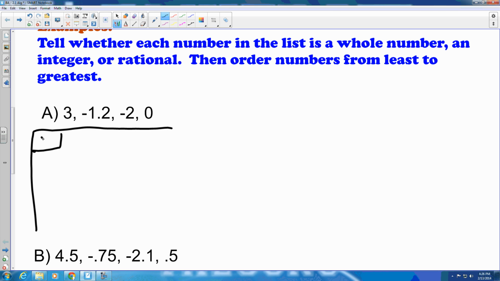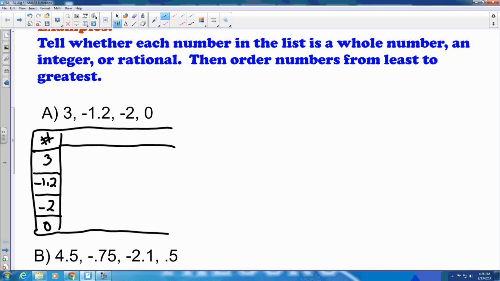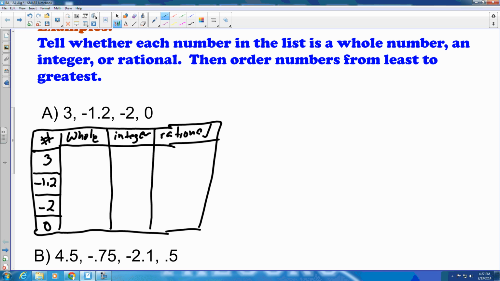I'm going to put the numbers that are given in this specific example. So I got 3, I got -1.2, I got -2, and I have 0. All of these are going to be on a chart, and I'm going to put in whole numbers, integers, and then rational. I can then figure out which category each falls into.